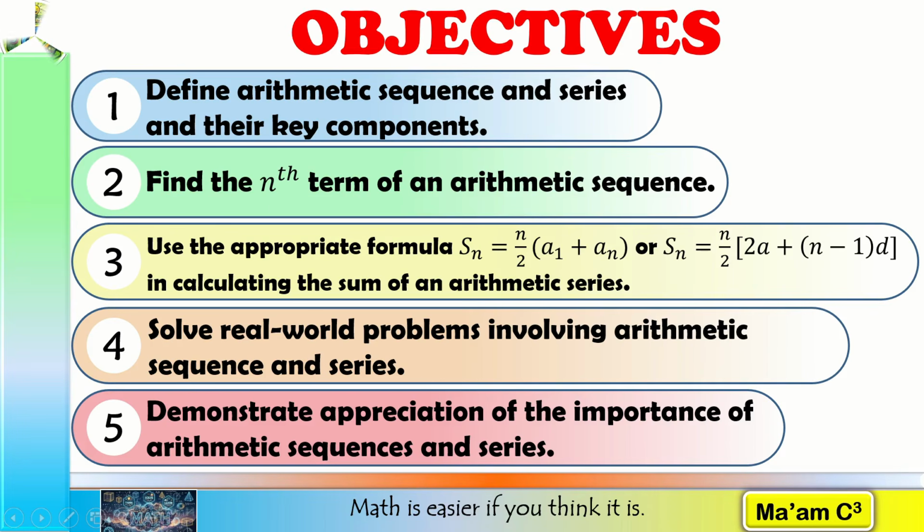Our objectives in this lesson are the following. Number 1, define arithmetic sequence and series and their key components. Number 2, find the end term of an arithmetic sequence. Number 3, use the appropriate formula between these two in calculating the sum of an arithmetic series. Number 4, solve real-world problems involving arithmetic sequence and series. And number 5, demonstrate appreciation of the importance of arithmetic sequences and series.